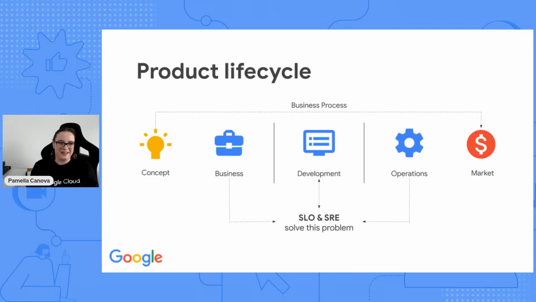And in this product lifecycle that we saw previously, if we have SLOs and SREs, we can solve all the problems between business, development and operations. Because as we talked about, agile and DevOps just work separately, two areas. Then with SLO and SRE, we can bring all three together.